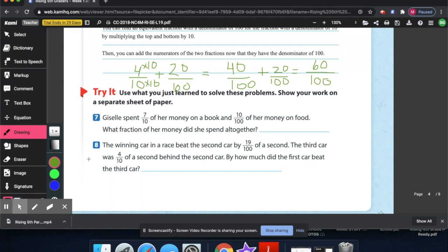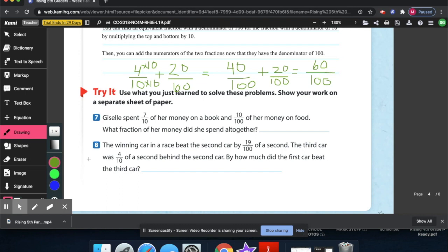So for number 7, Giselle spent 7/10 of her money on a book and 10/100 of her money on food. What fraction of her money did she spend altogether? Number 8. The winning car in a race beat the second car by 19/100 of a second. The third car was 4/10 of a second behind the second car. By how much did the first car beat the third car?